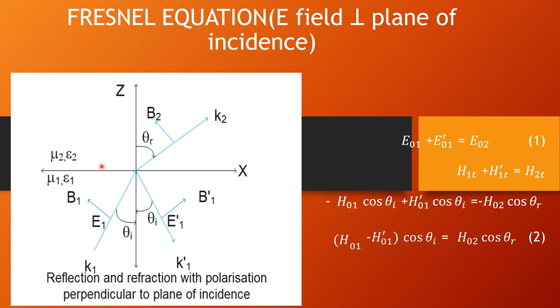Here we consider two isotropic dielectric media. This medium is say number 1 and this medium say number 2. Medium 1 is characterized by magnetic permeability mu1 and electrical permittivity epsilon 1, and medium 2 is characterized by magnetic permeability mu2 and electrical permittivity epsilon 2.